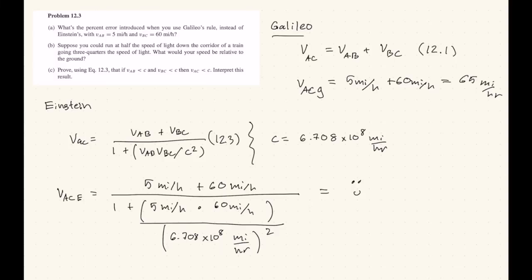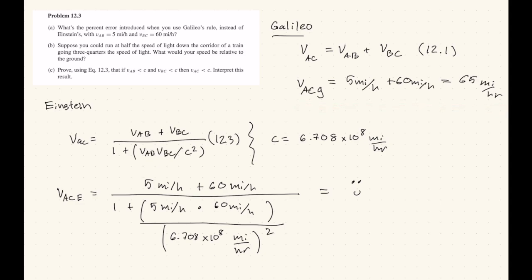Hello everyone, today we'll be going over Griffiths Problem 12.3. For part A, we're asked what's the percent error introduced when you use Galileo's rule instead of Einstein's, with VAB equals 5 miles per hour and VBC equals 60 miles per hour. This is a simple plug and chug of Galileo's rule. Velocity using Galileo's just gives us 65 miles per hour.